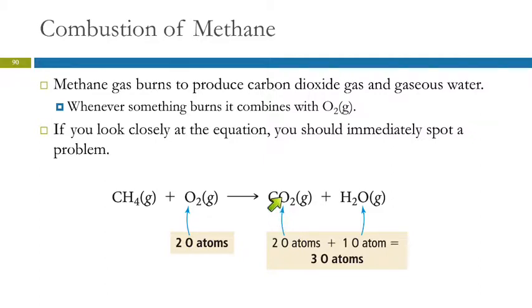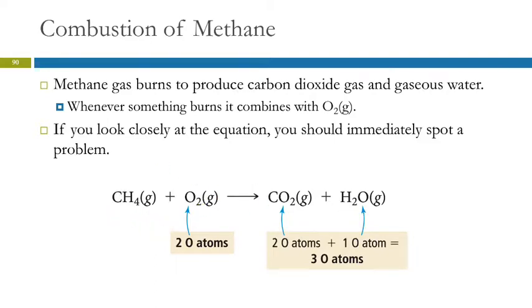Then the products are going to be CO2 and water. This is a reaction that generates a lot of heat. It's burning natural gas. The reason we do that is to generate heat. So the products are going to be hot. So that's why water is in the gas state here instead of in the liquid state. So here are the reactants and here are the products.